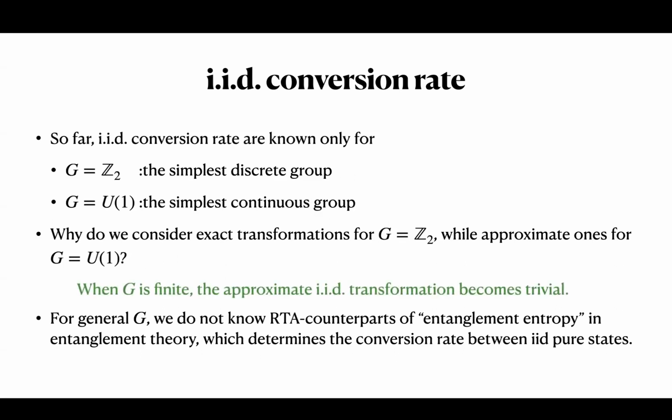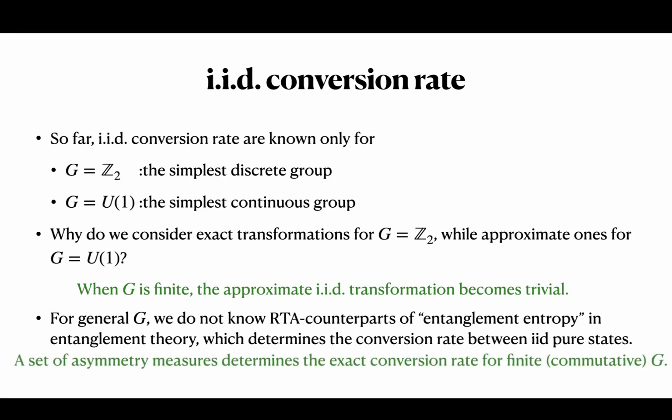And we try to answer these questions. For the first question, we show that when G is finite, the approximate IID transformation becomes trivial, in the sense that the conversion rate becomes either infinite or zero. And for the second question, we show that a set of asymmetry measures determines the exact conversion rate for finite group G.